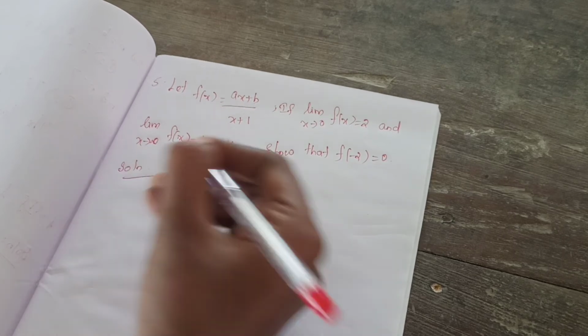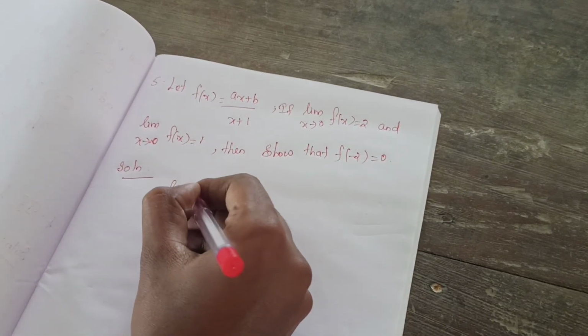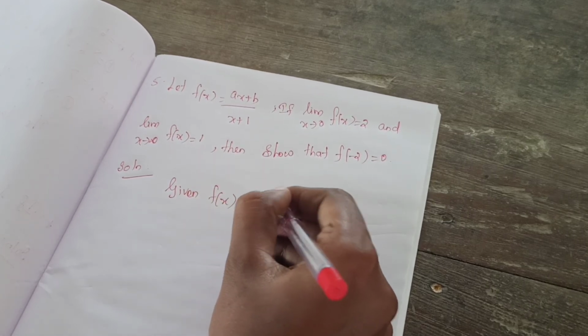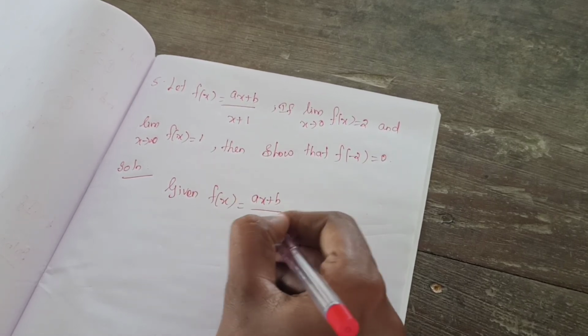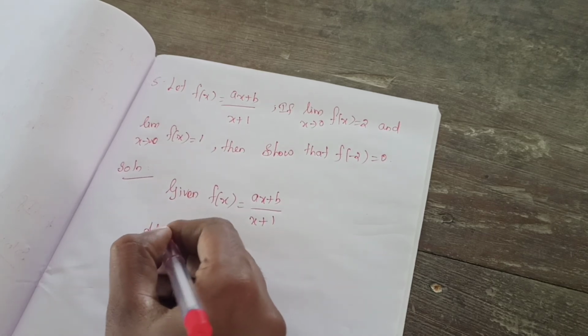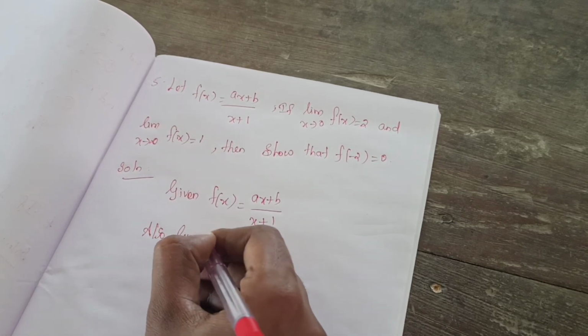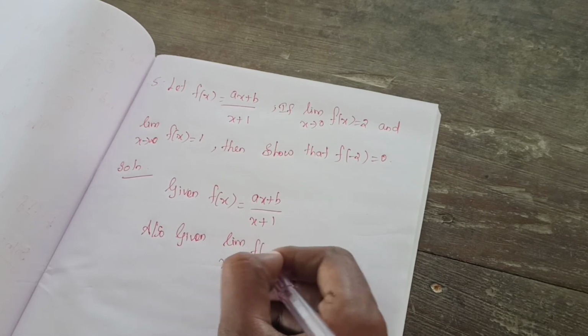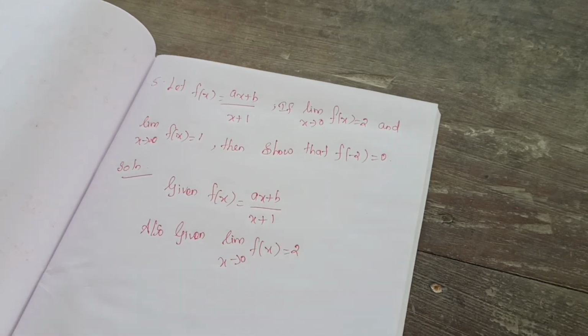Solution. First we are going to write the given. What is given? f of x is equal to ax plus b divided by x plus 1. Also, what is given? Limit x tends to 0, f of x is equal to 2. Okay, so I have written the given data.